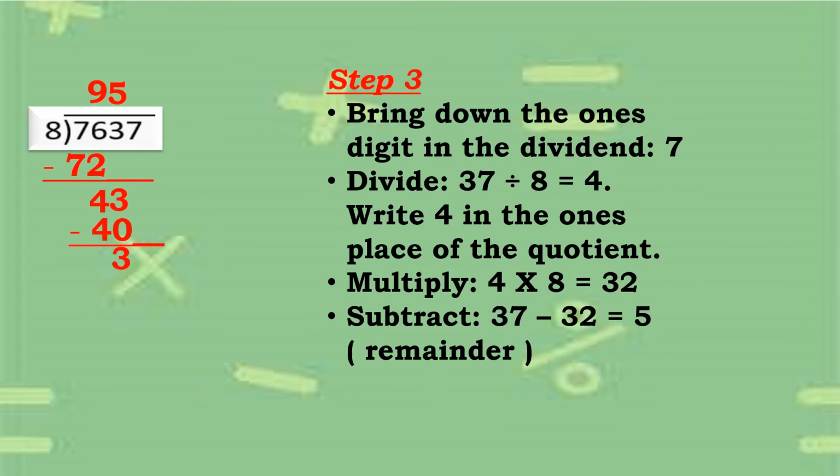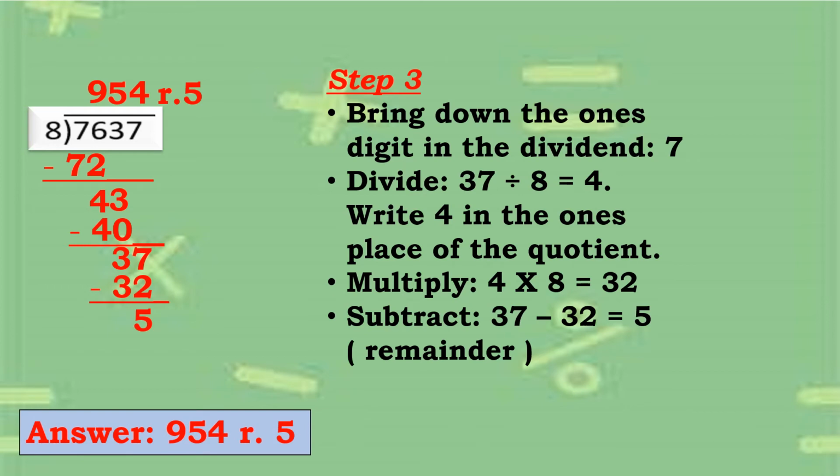Here we are. Step number 3. Bring down the ones digit in the dividend, which is 7. Let's do the division. 37 divided by 8 is equal to 4. Write 4 in the ones place of the quotient. Next is multiplication. 4 times 8 is equal to 32. Subtraction. 37 minus 32 is equal to 5. And 5 will be the remainder. And our final answer is 954 remainder 5.